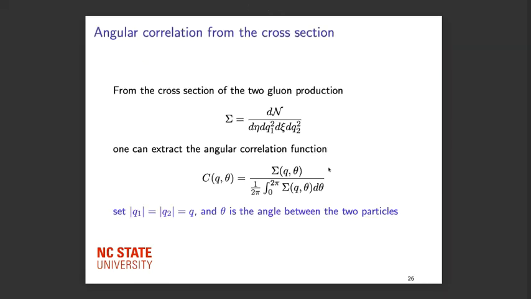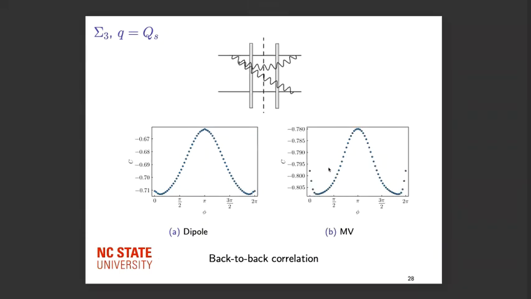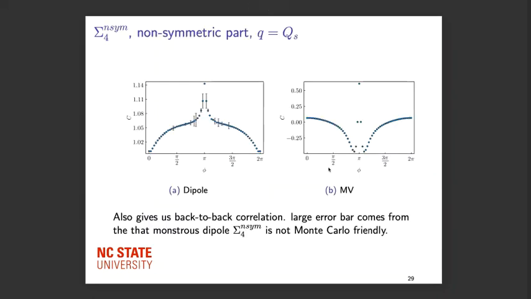This is the background. Now, after all the calculation, we can extract correlation functions to see if it actually gives us the correct shape. The first one, sigma 2, we plotted this back-to-back. Everything is good. For sigma 3, it is also peaked at the pi, and everything checks out. Now, for sigma 4, it's non-trivial because we have to separate the non-symmetric part by the symmetrization procedure. And the result also shows that this non-symmetric part is peaked at back-to-back direction.